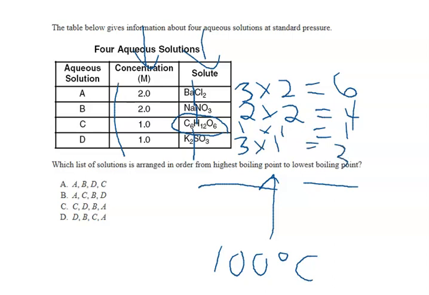The highest boiling point then, of course, is our barium chloride, which is letter A. Then what is next is our sodium nitrate with 4, which is letter B. Then it's going to be the potassium sulfite, which is letter D, and then finally letter C. So A, B, D, C, which is choice A.